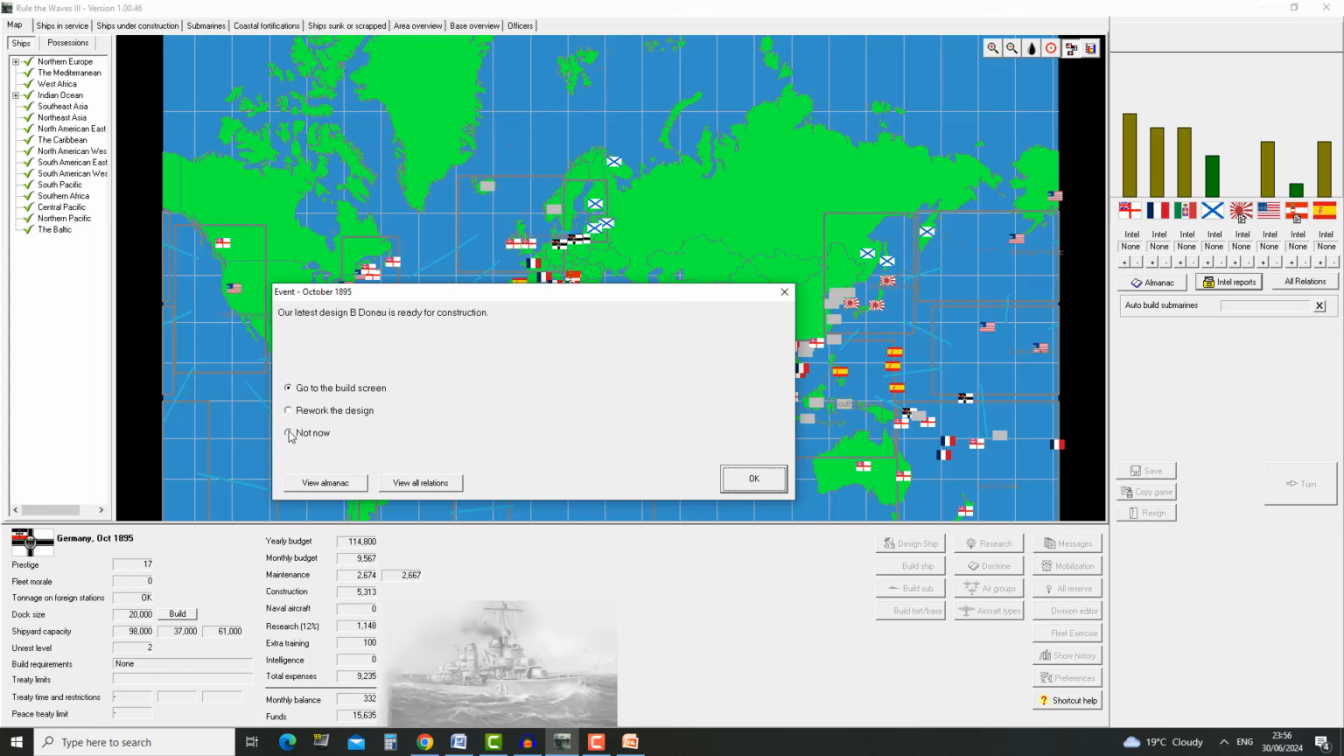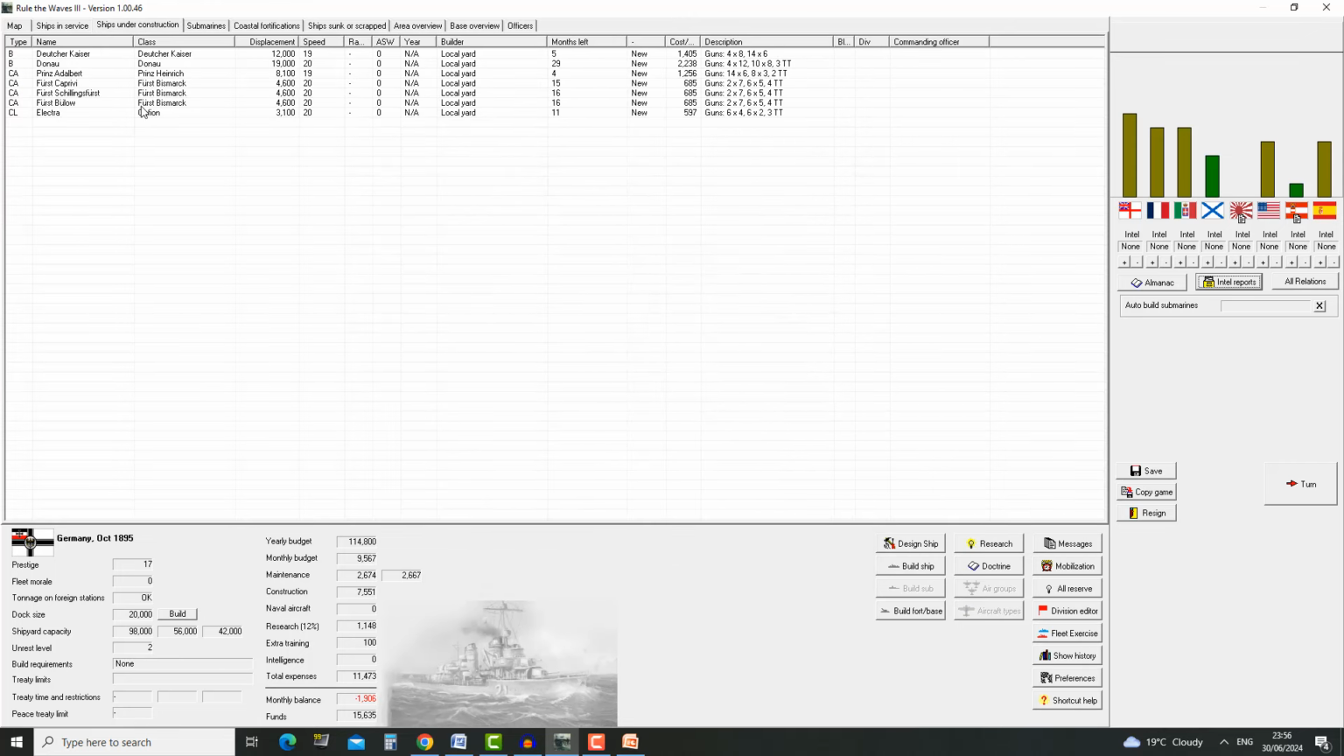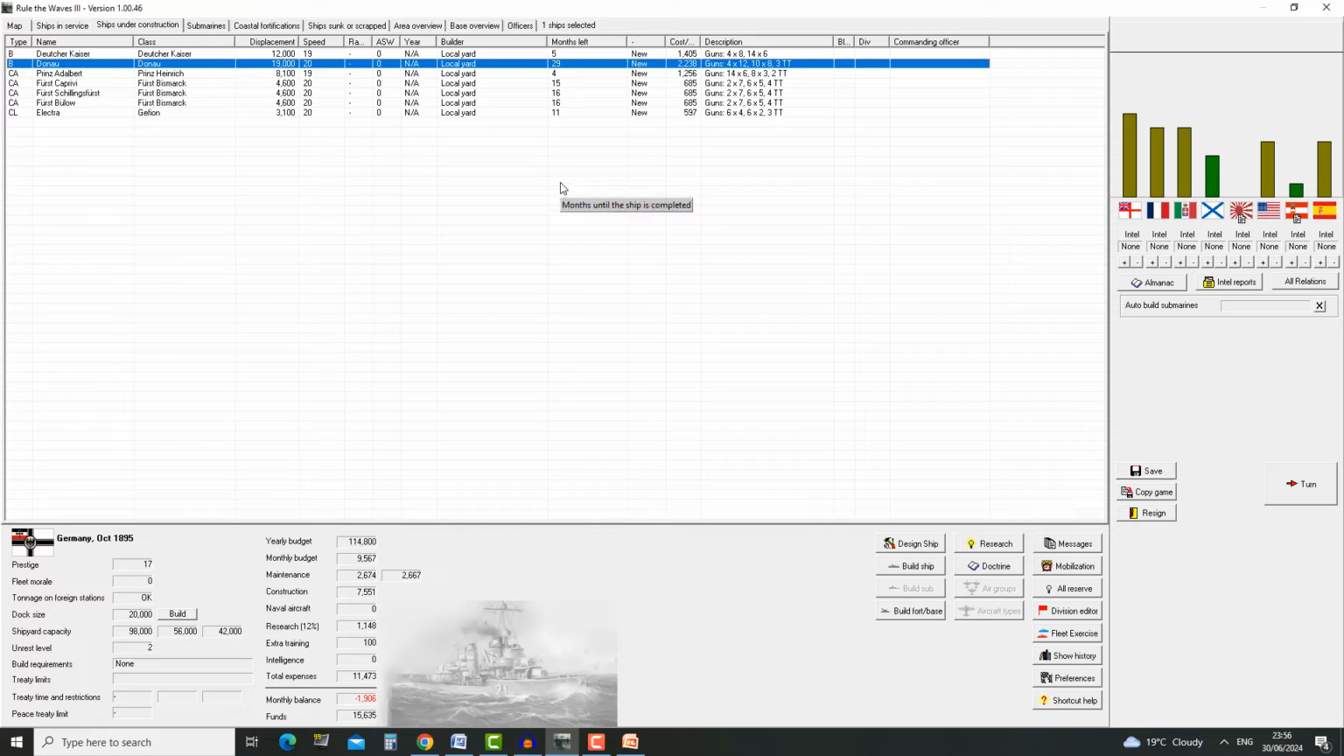Our latest design Donau is ready for construction. So let's go to build screen and bite the bullet and put one of these beasts in there. 29 months at 2238. Okay, the first ship is of course going to carry the name of the class and it's gonna be Donau. Select the design, yep. So 29 months before this beast leaves the dockyard, but it's gonna be well worth it.